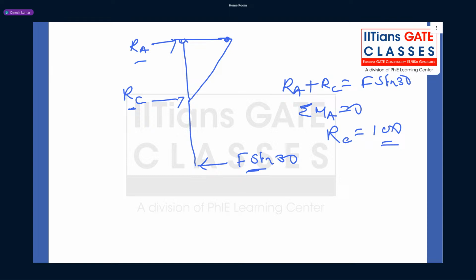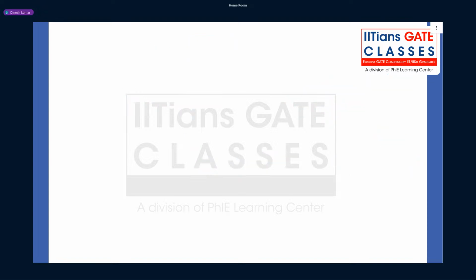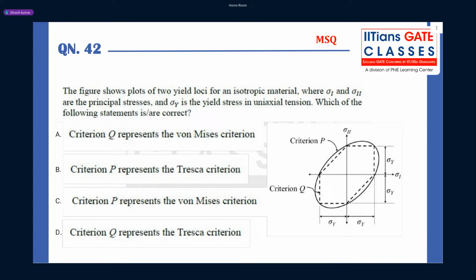So guys, once you know the RC, you can find the load in this member. Again, from this you will get FBC as 141.4 Newton. So that's how we can solve this question. Now guys, the last question, not last, there are two more questions.